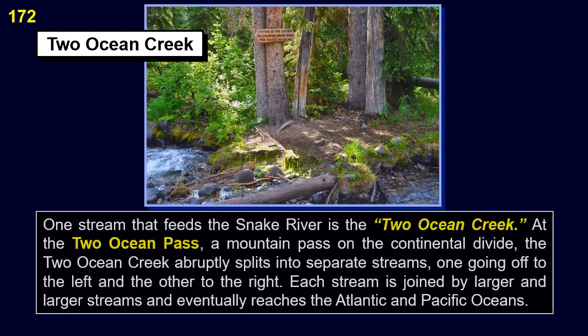One stream that feeds the Snake River is the Two Ocean Creek, at the Two Ocean Pass, a mountain pass on the Continental Divide. The Two Ocean Creek abruptly splits into separate streams, one going off to the left and the other to the right. Each stream is joined by larger and larger streams and eventually reaches the Atlantic and Pacific Oceans.